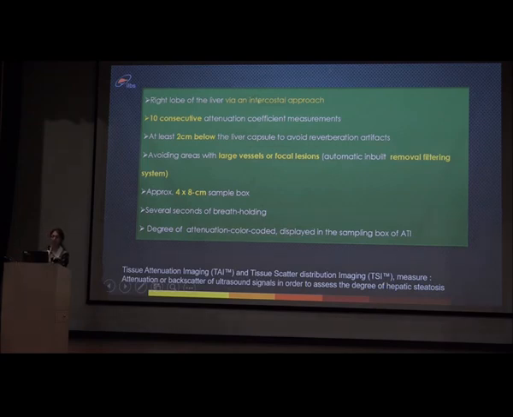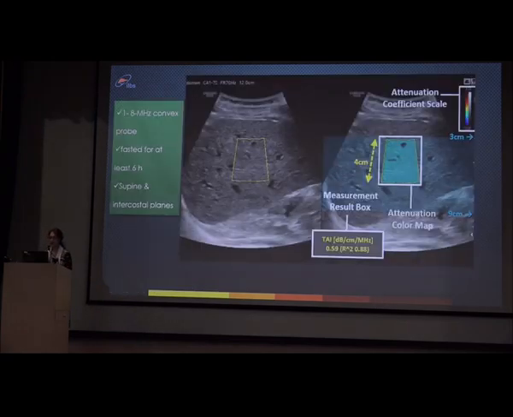The right lobe of the liver is used. You use an intercostal approach always. At least 10 consecutive measurements have to be taken. The probe has to be at least 2 centimeters. Let me show you. So this is what you do when you're doing an attenuation imaging on ultrasound.